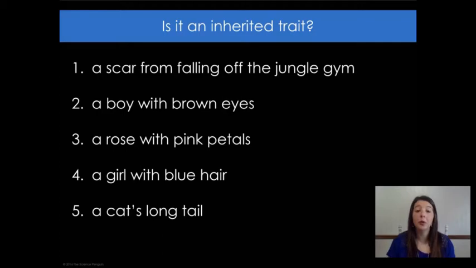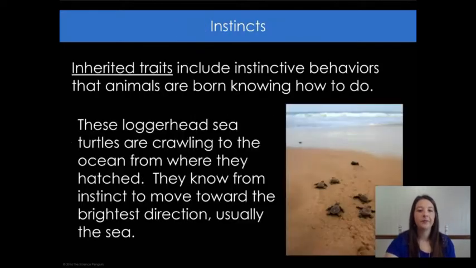Two, a boy with brown eyes. Yes, that is inherited. Three, a rose with pink petals. Yes, also inherited. Four, a girl with blue hair. Can you be born with blue hair? No, that is not an inherited trait. And then number five, a cat's long tail. Yes, that is inherited. Good job.